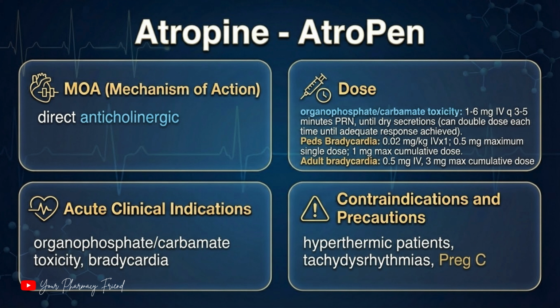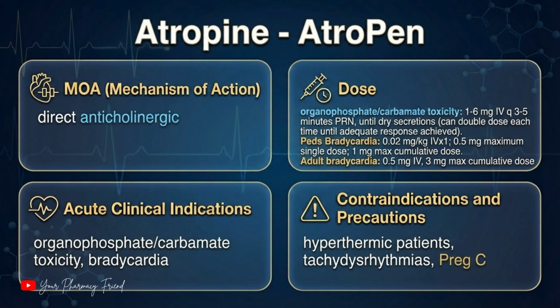Atropine acts as a direct anticholinergic agent, meaning it blocks the action of acetylcholine at muscarinic receptors in the parasympathetic nervous system. By inhibiting these muscarinic receptors, atropine reduces parasympathetic activity, which leads to effects such as increased heart rate, decreased secretions, and relaxation of smooth muscle in certain organs.